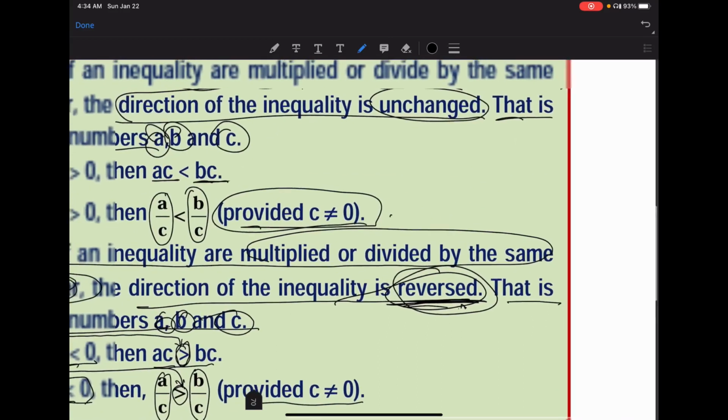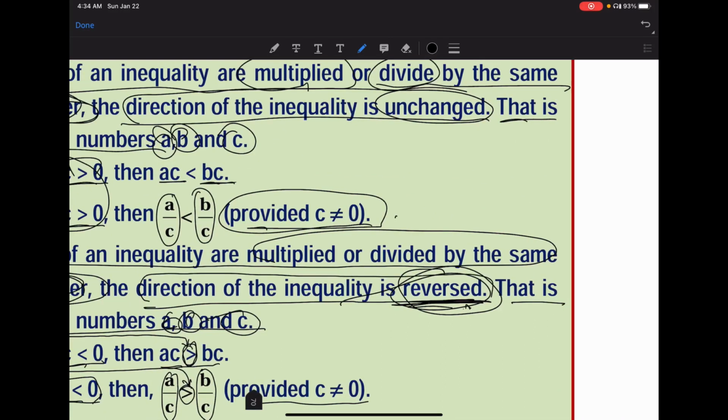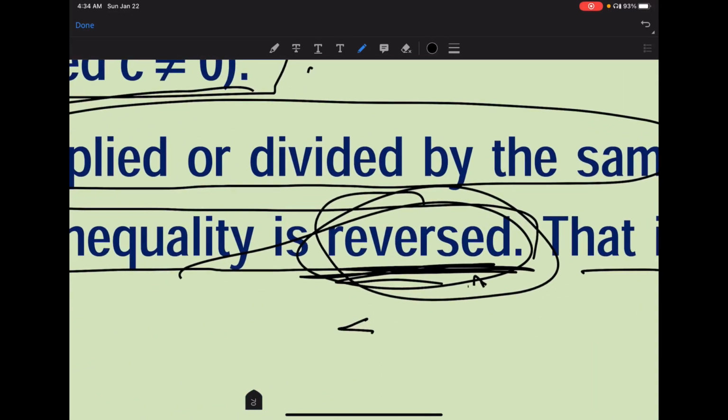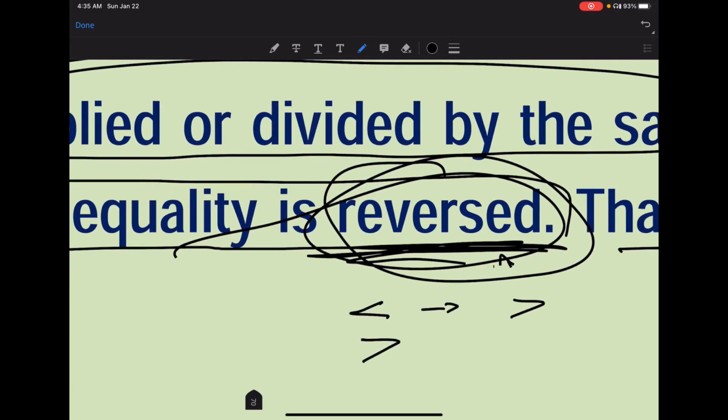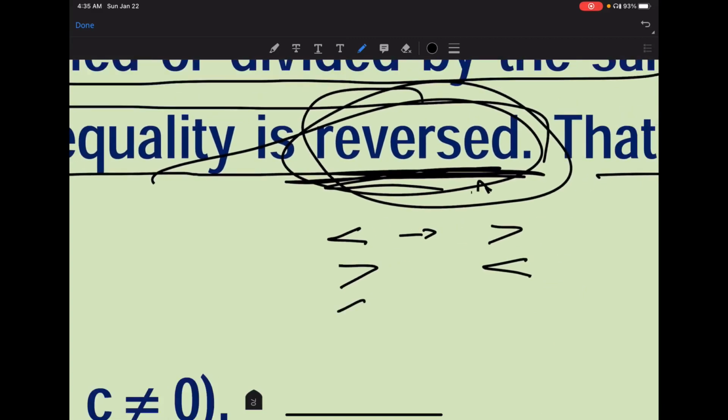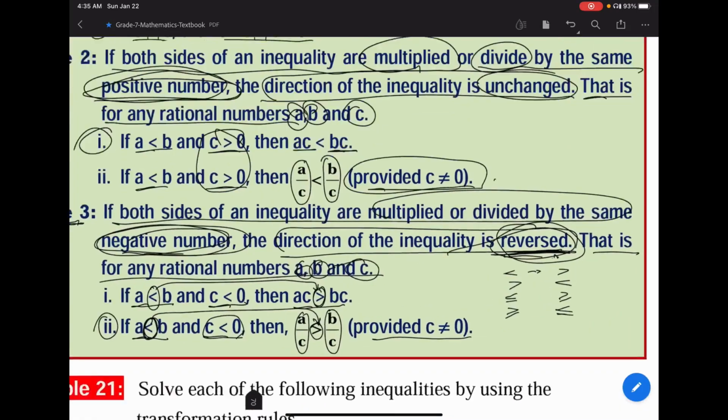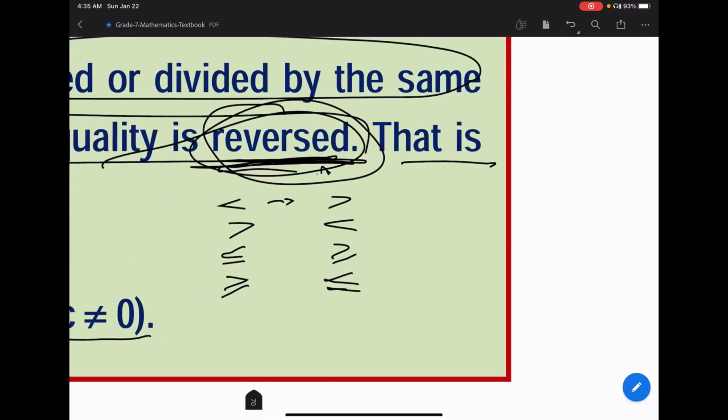Briefly, when we say reversed, the sign of the direction of the inequality is reversed. If it was less than, you change it to greater than. If it was less than or equal to, you change it to greater than or equal to. If it was greater than or equal to, you change it to less than or equal to. Okay, that is what reversed means.